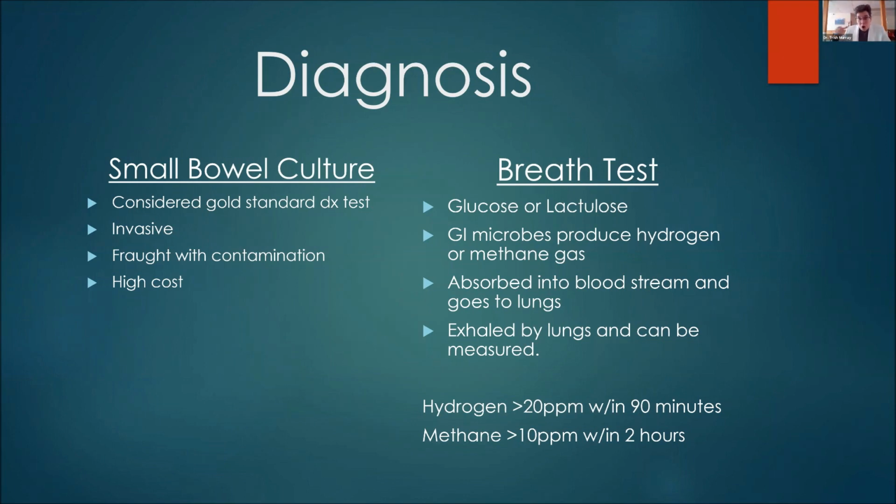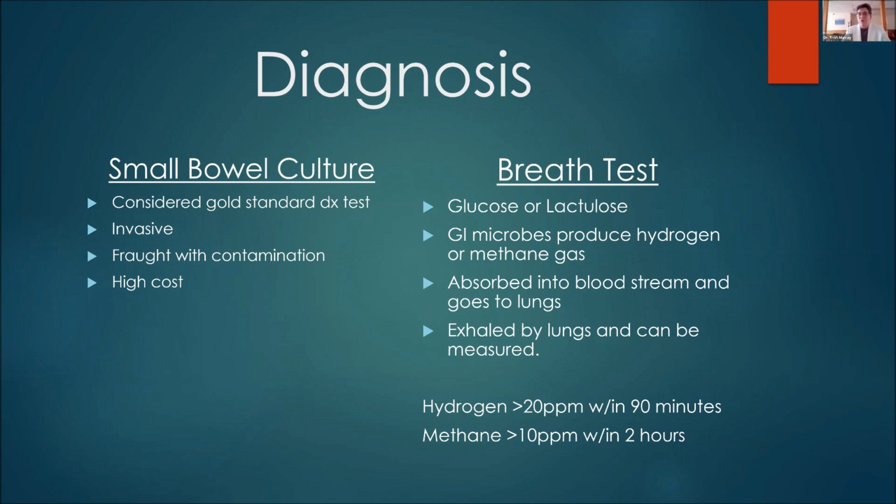And it would take longer for a normal person that doesn't have SIBO, doesn't have bacteria in their upper small intestine, for this process to unfold. If someone has SIBO, then that glucose or lactulose is already going to start getting metabolized by bacteria in their upper intestine much sooner than normal. And therefore, they're going to start breathing off these gases, such as hydrogen or methane, much sooner than quote unquote normal.